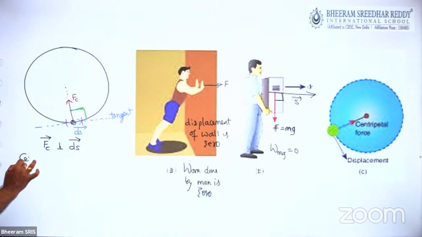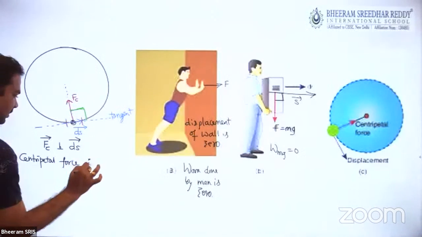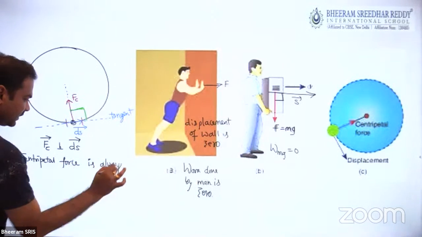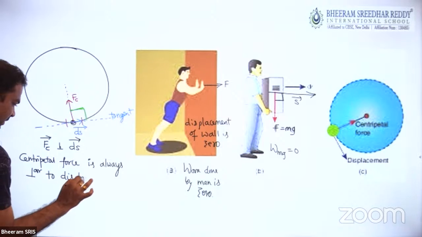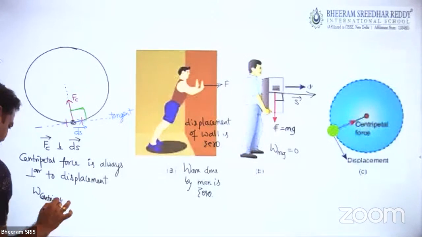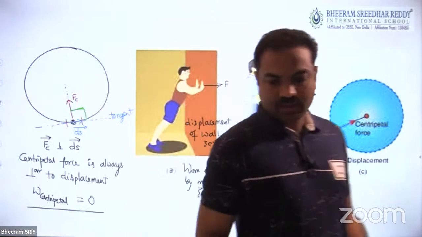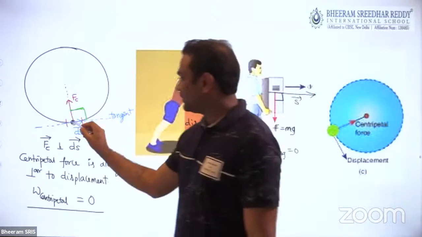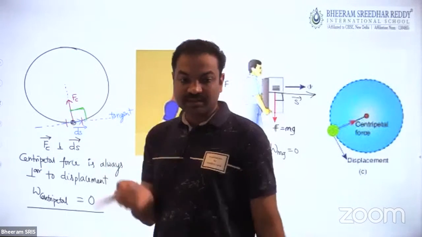If you want to write down, centripetal force is always perpendicular to displacement. So as centripetal force is always perpendicular to displacement, work done by centripetal force is undoubtedly 0. Don't think that displacement is 0, that the particle is coming to the same point, displacement is 0 in the circular motion, and that's why work done is 0.